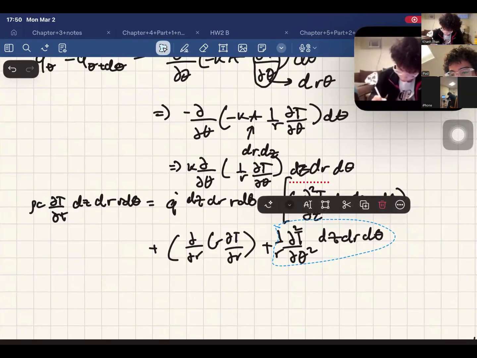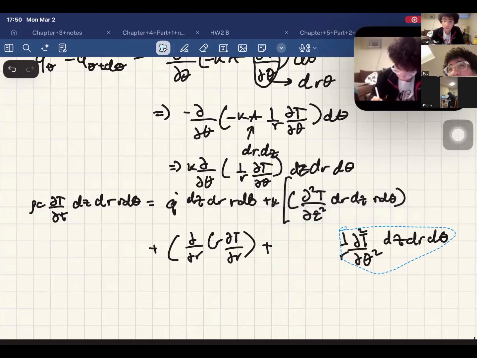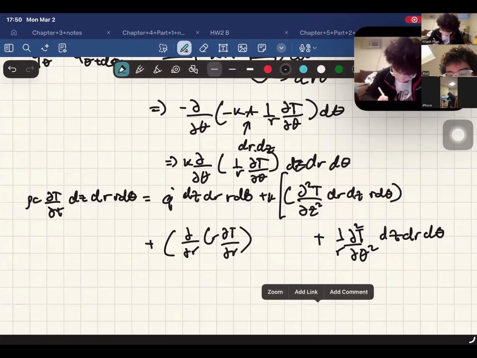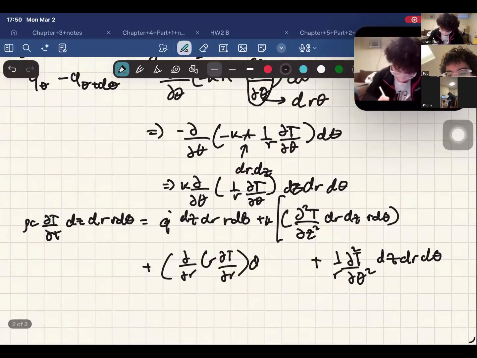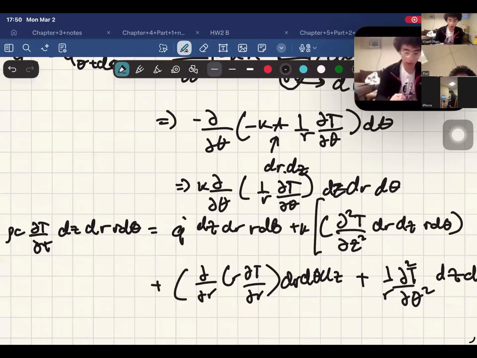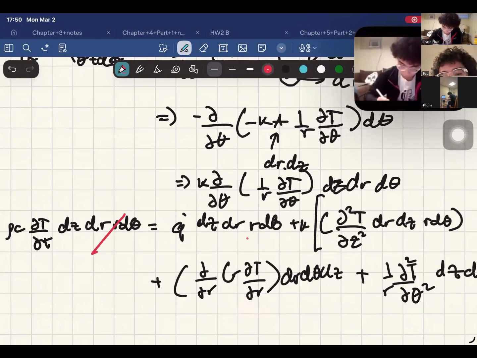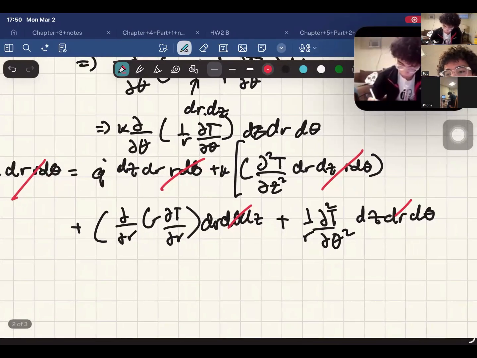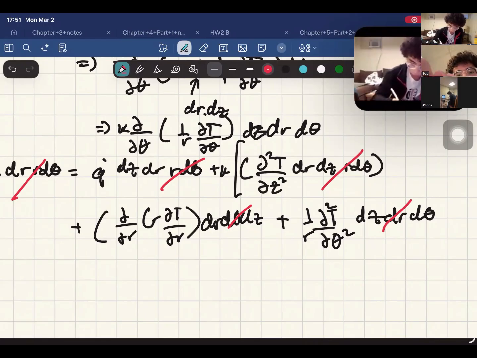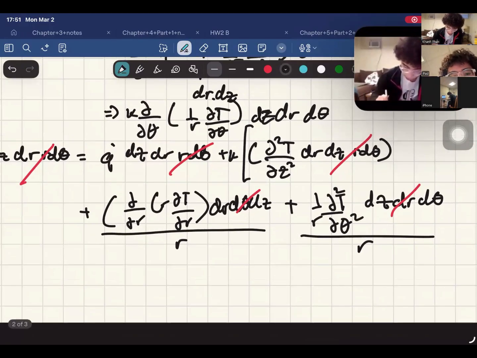Let's move it here. And then times this for the area too. So this we would have dr, d theta, and dz. And now we're going to cancel out all the volume. So we would cancel out this, this, this, this, this. But these are both missing an R. So we're going to have to divide the whole thing by R, each of these two.